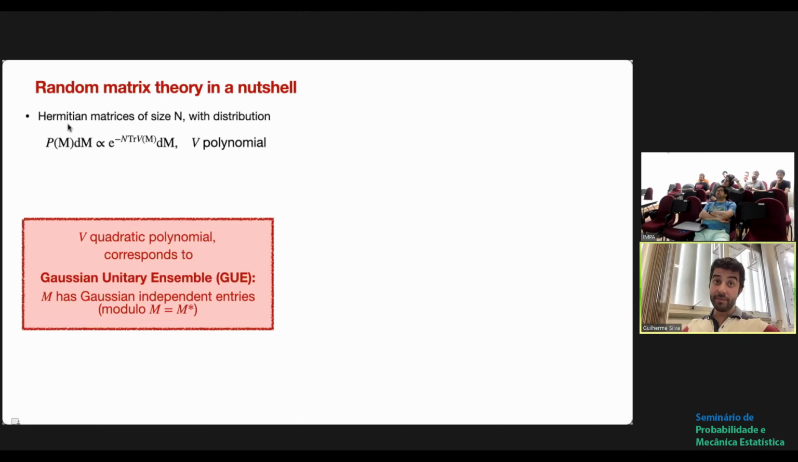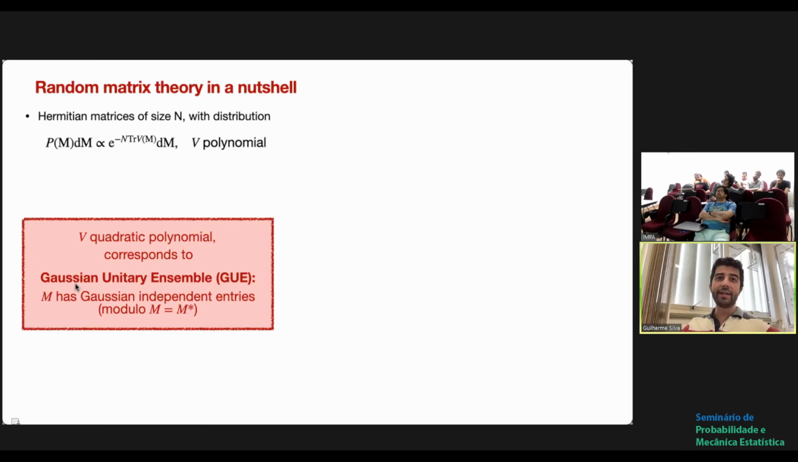By independent, I mean modulo the symmetry. We're talking about Hermitian matrices, so M equals M star. So you cannot say that all the entries of your matrix are independent, but you look at the diagonal part and the upper triangular part of your matrix, and all the entries there are independent. The lower triangular part is then completely determined by the symmetry, since you're imposing your matrix to be Hermitian. And this is what we call the Gaussian Unitary Ensemble.